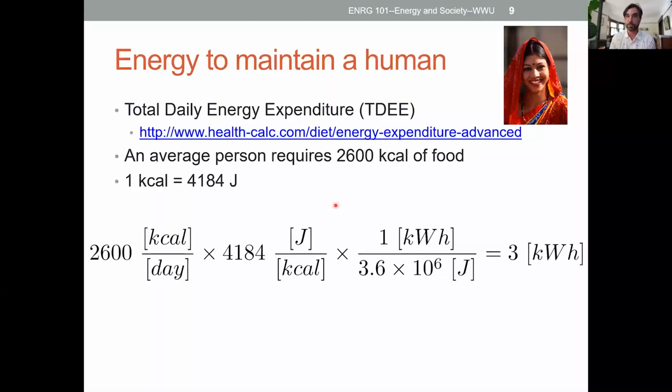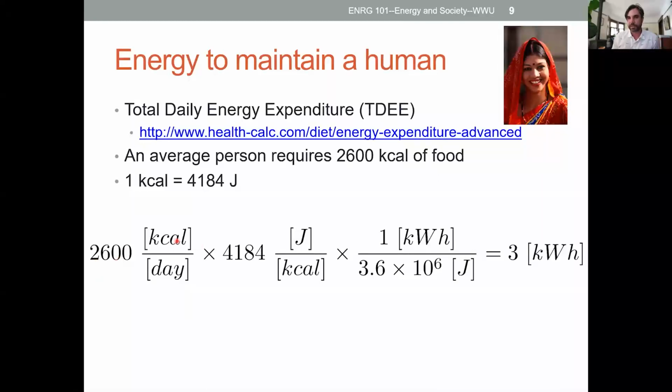It's just simple thermodynamics. Energy in equals energy out. And if you have more energy than you have out, you're going to store that energy. Otherwise, it's the other way around. Okay. So how much energy is that in terms of kilowatt hours? We need to convert from this energy unit, kilocalorie, to kilowatt hours.